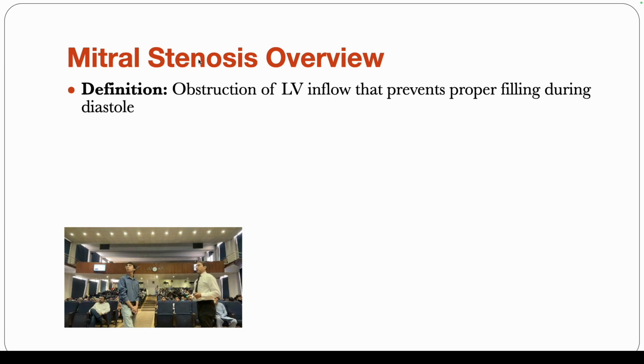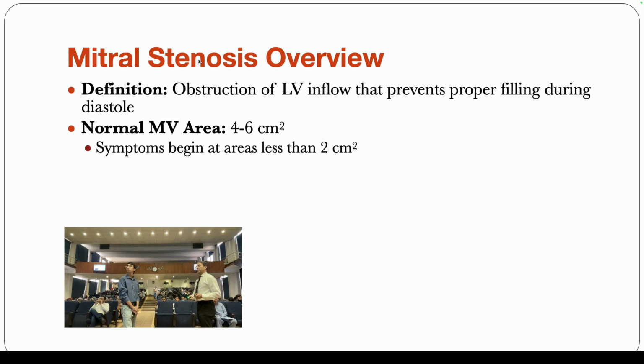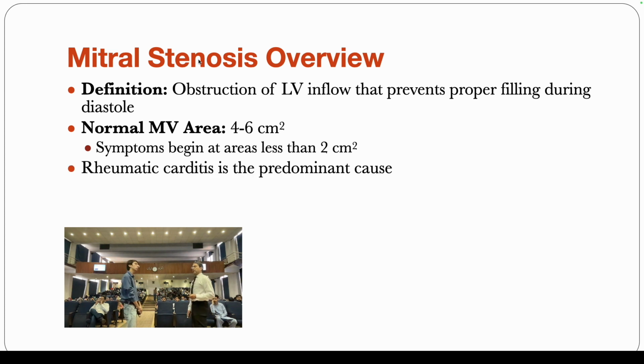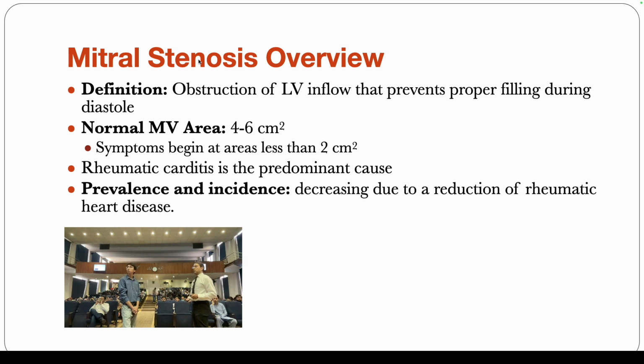It's an obstruction to LV inflow, which prevents proper filling of the LV during diastole. Normal mitral valve area is 4 to 6 square centimeters. If it is 2 square centimeters, the patient starts having symptoms. If it is 0.5 square centimeters, it is very tight. Rheumatic carditis is the predominant cause. Prevalence is decreasing, especially in the first world, because of the decrease in rheumatic heart disease. Practically, mitral stenosis is rheumatic fever.